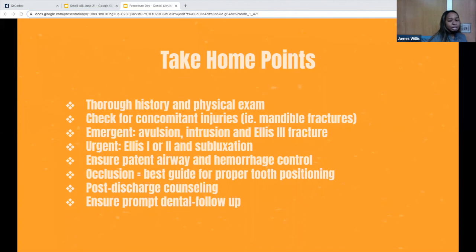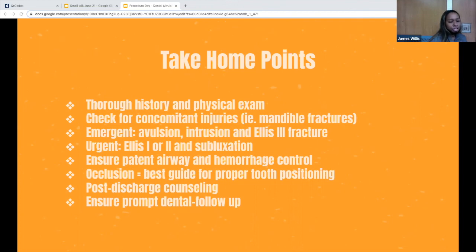Always ensure that the patient has a patent airway. And for hemorrhage control, you can simply do this by having the patient bite on a gauze. For dental avulsions, you can assure that you have good placement by having the patient bite down and have good occlusion.